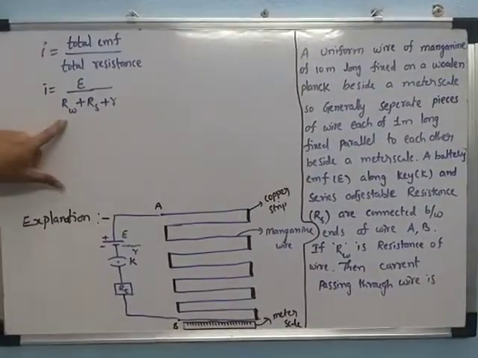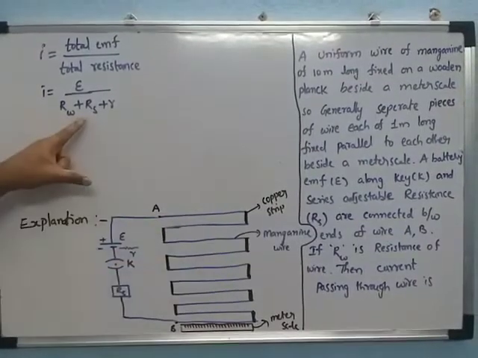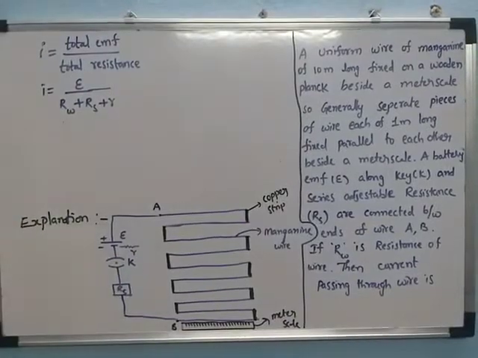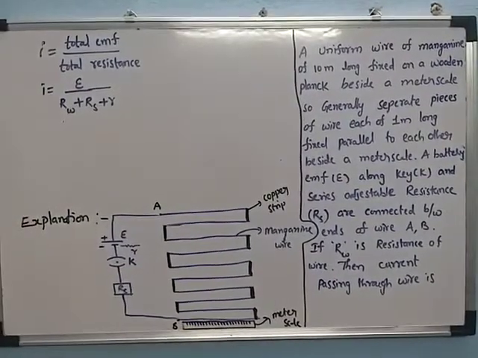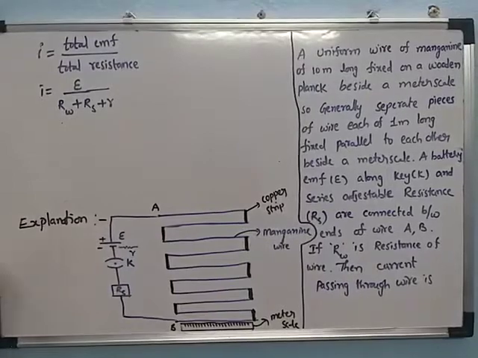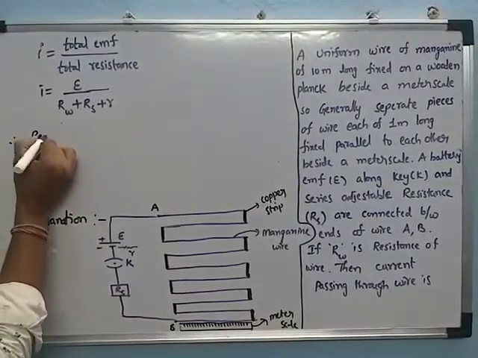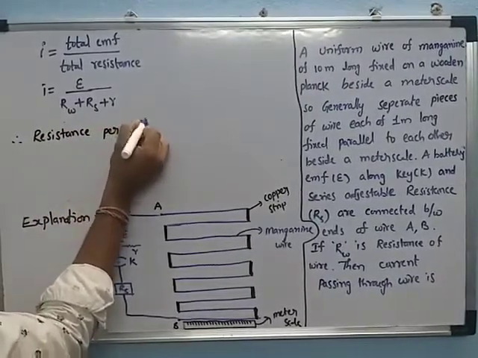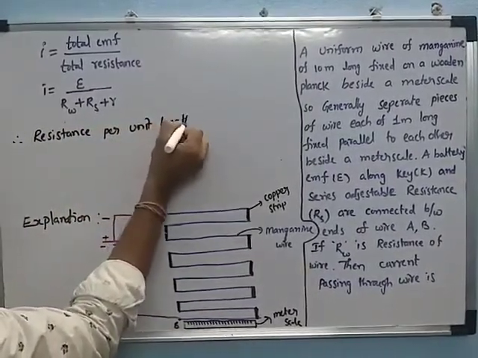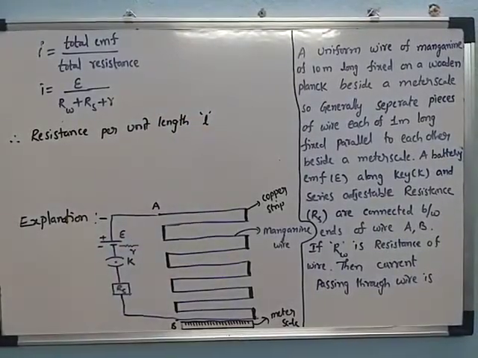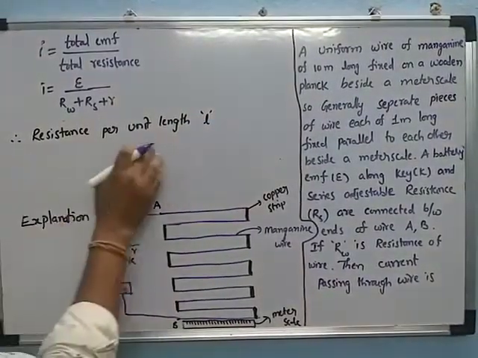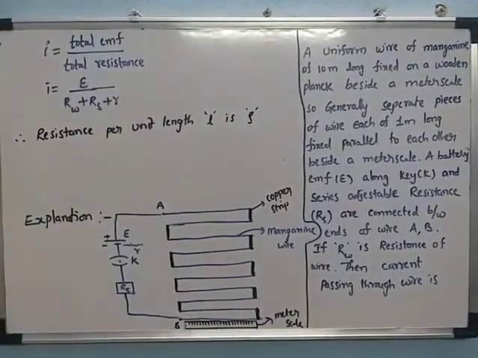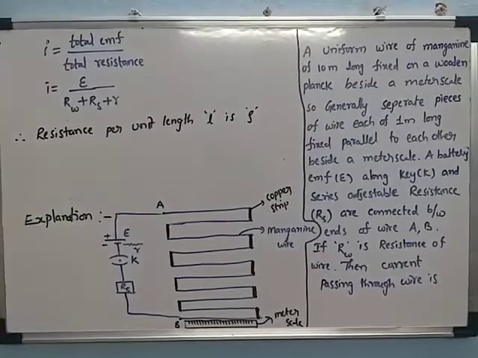Here RW is the resistance of the wire, RS is the series adjustable resistance, and small r is the internal resistance. Therefore, the resistance for unit length L is rho. Rho is called the resistivity. What is this called? Resistivity.